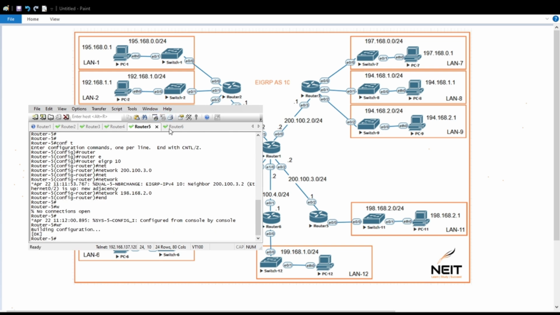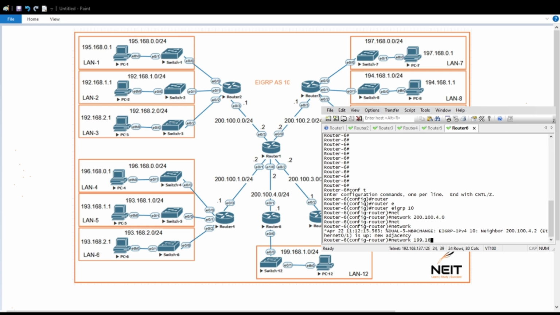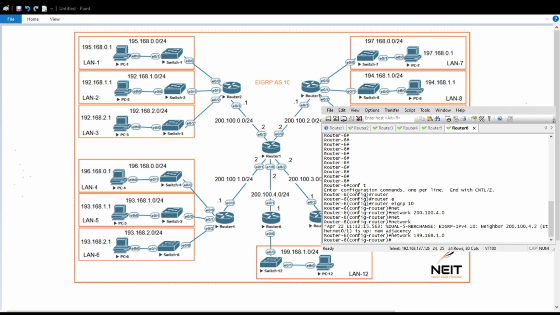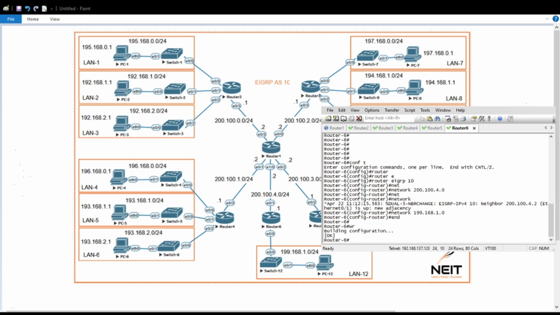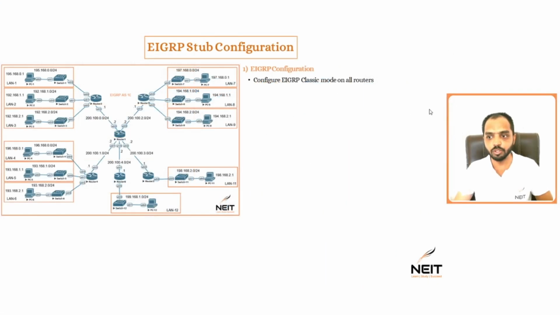Now router 6. On router 6 we have to advertise the network 200.100.4.0 and LAN network is 199.168.1.0. So we have configured the EIGRP classic mode configuration on all the routers.